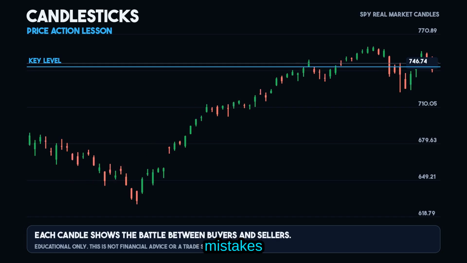Now, a few common mistakes beginners make. They might overemphasize the wick, thinking it's more important than the body of the candle. Or, they might overlook the wick altogether. To avoid these mistakes, remember that the wick is just one part of the bigger picture. Look at the entire candle, including the body, and consider factors like rejection, liquidity, and failed moves.